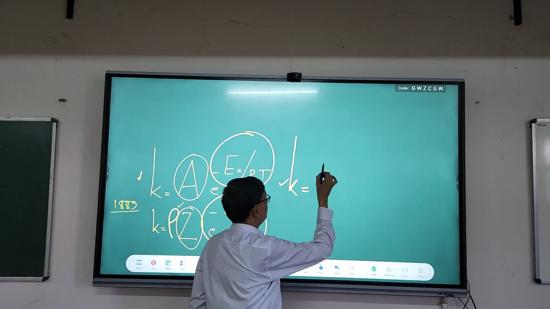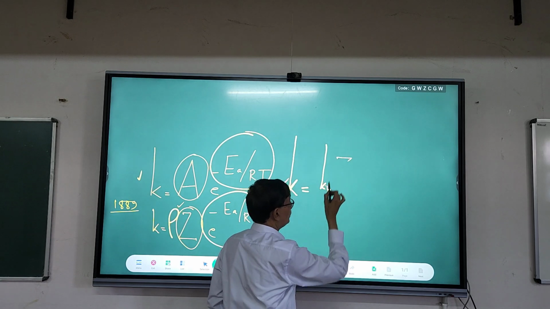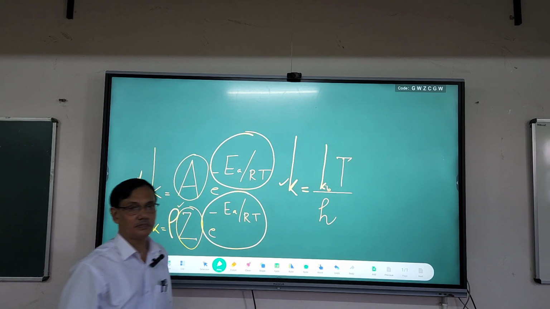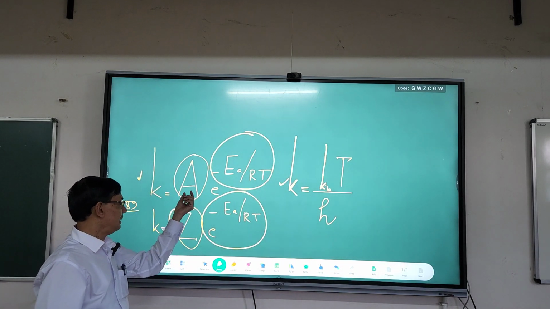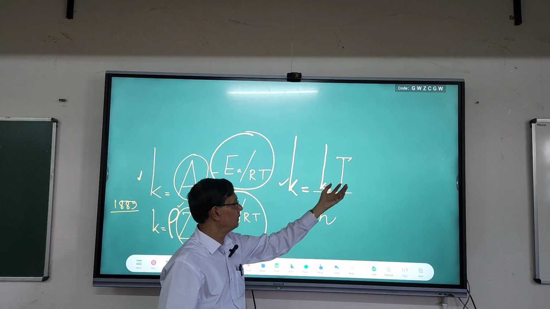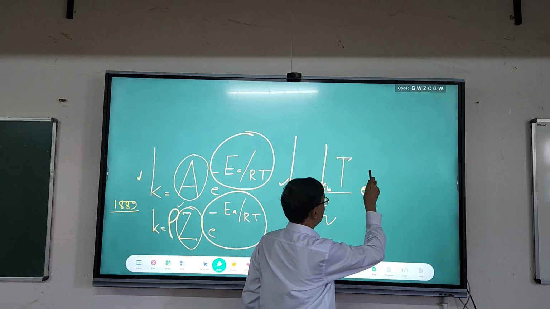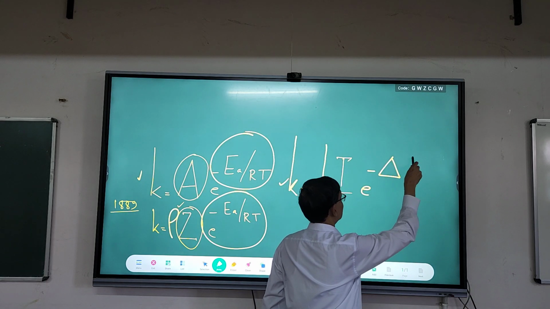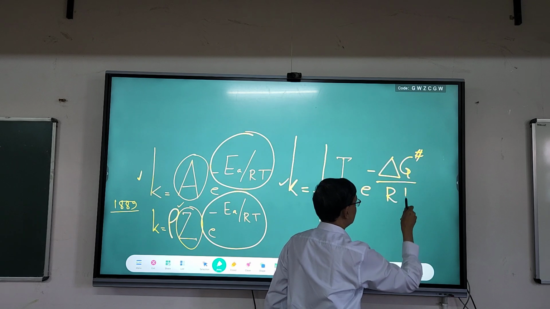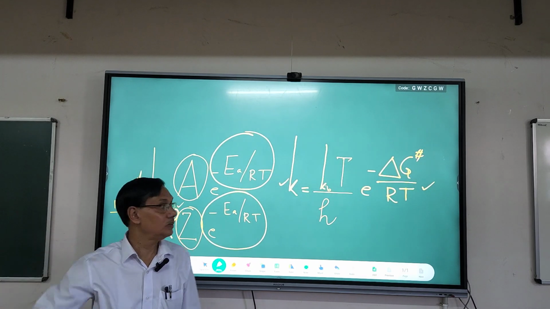So K is equal to k_B T by h. k_B is the Boltzmann constant, not the rate constant, T is the absolute temperature, h is the Planck constant. So again A is replaced by Z, and Z is replaced by this terminology: exponential minus delta G by RT. Of course, you can see it in the front line also.